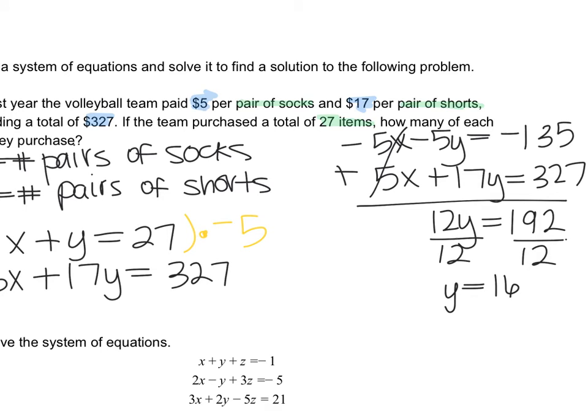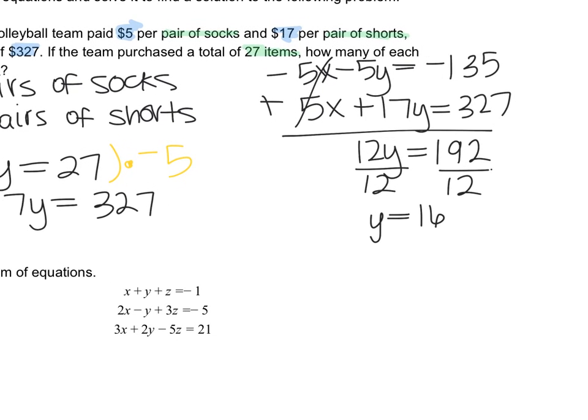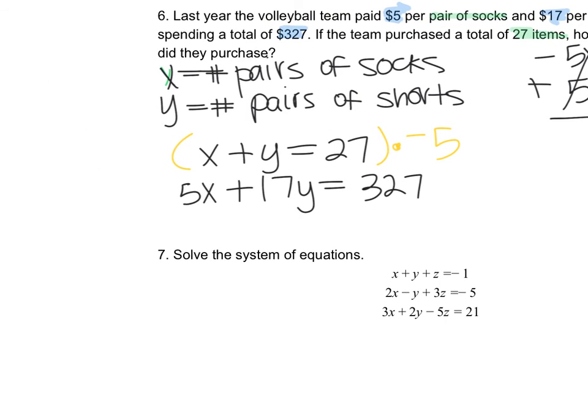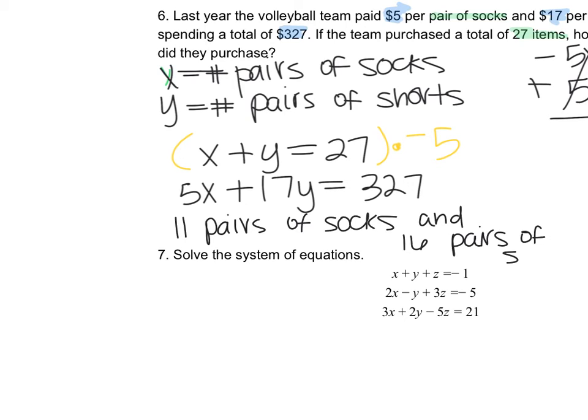Because we know that the total amount of socks and shorts purchased has to add to 27, we know x plus 16 equals 27. I can subtract 16 from both sides, and we'll get that x equals 11. So they purchased, if I want to write a sentence representing my solution, I can say 11 pairs of socks and 16 pairs of shorts.